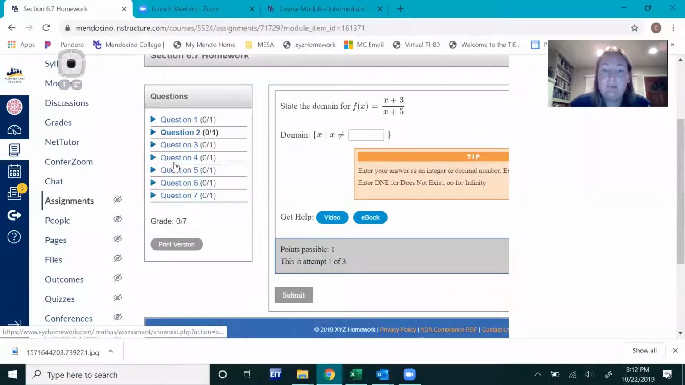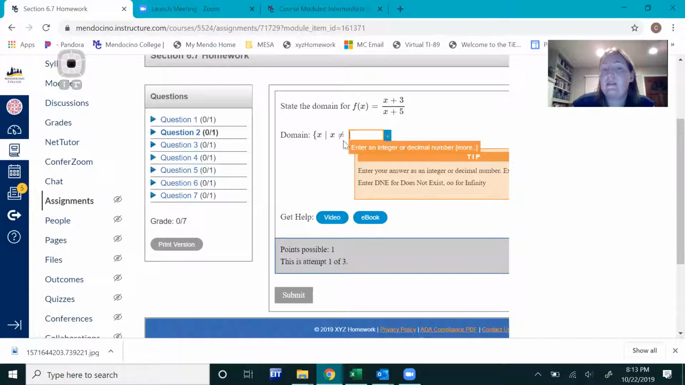Next question. Here it asks you for domain. That's a fancy way of saying what can't the input be? The x's be, right? The input. And x cannot be negative 5 because that would make it undefined. So when it says x can't be, you're stating the restrictions, the value where it would be undefined, the excluded values.